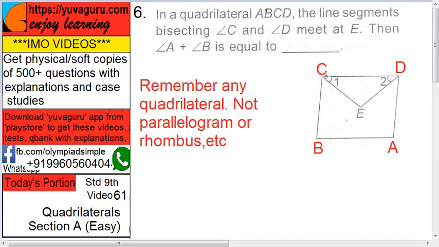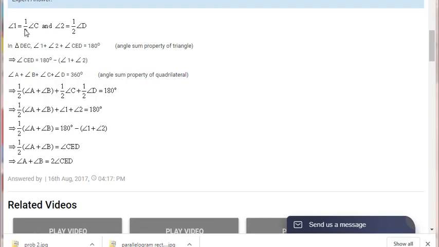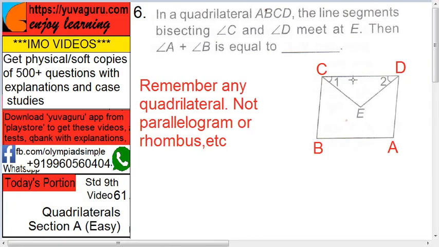So 1 is half of C and 2 is half of D. Let's solve. See this, 1 equals half C, 2 equals half D. So in triangle DEC, 1 plus 2 plus CED equals 180, because of the angle sum property of a triangle: all the angles of a triangle add up to 180 degrees. See this, 1 plus 2 plus CED will be 180.